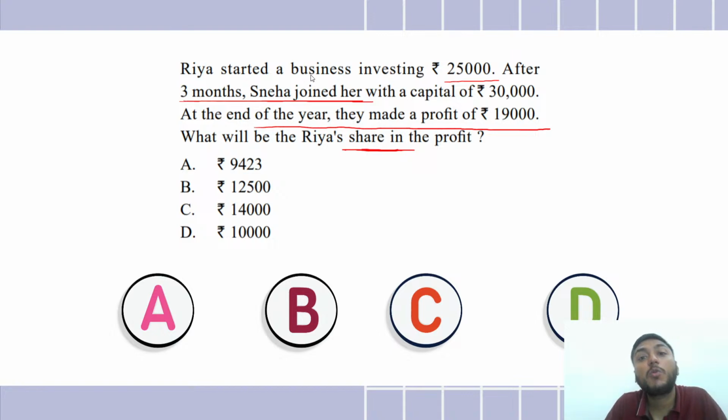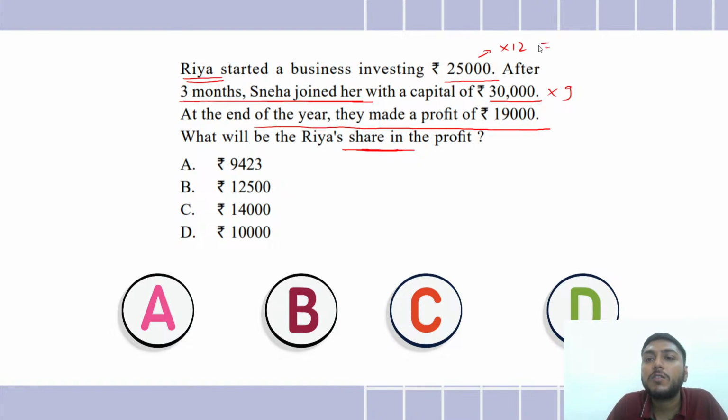So we have to calculate the total investment amount. This total investment amount would be the amount for 1 month multiplied by the total investment period. So Riya invested for 12 months, right? So this 25,000 would be multiplied by 12. And after 3 months, Sneha joined, right? So after 3 months, this 30,000 would be multiplied by 9. Why? Because after 3 months, right?